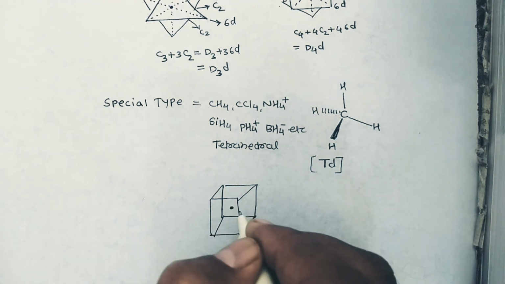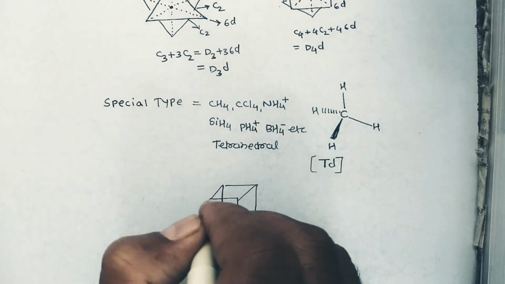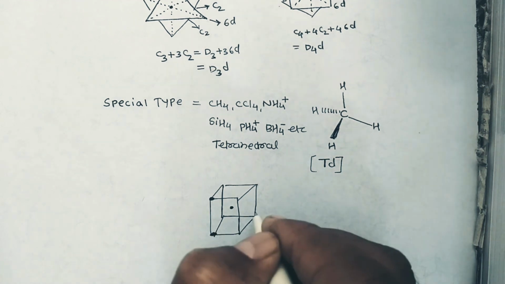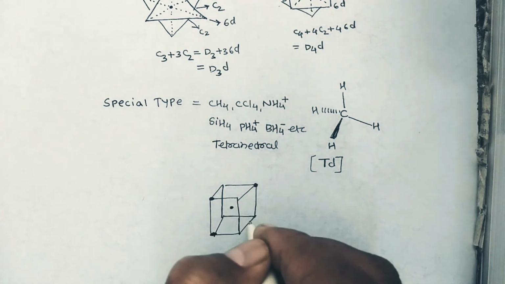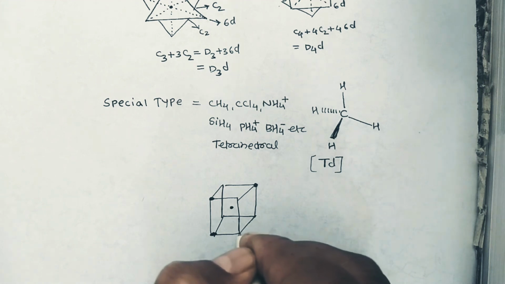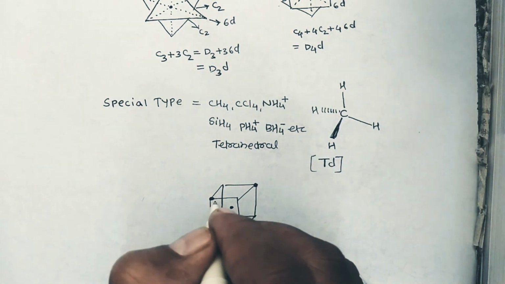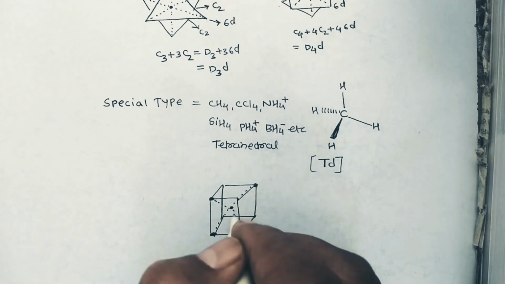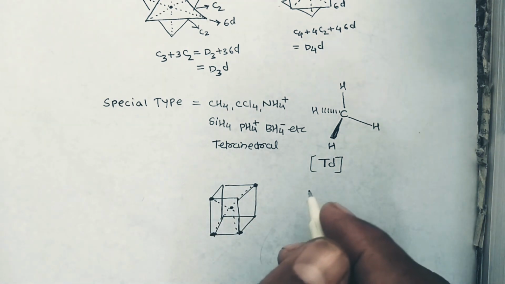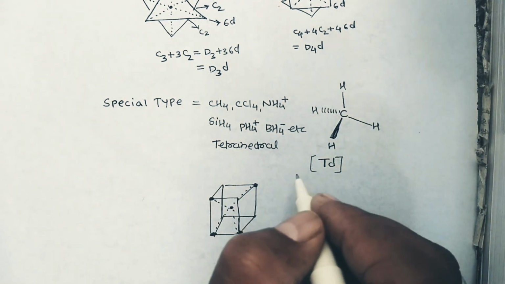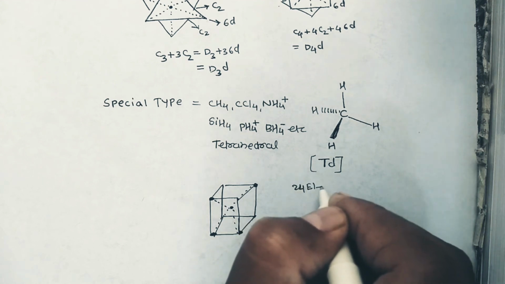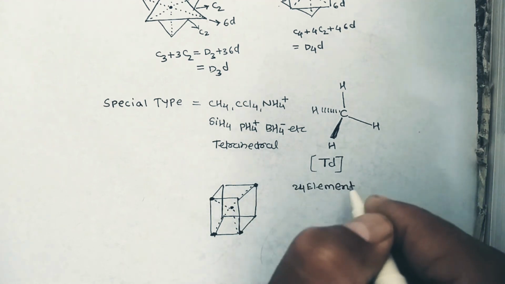So here is the center of gravity point. So here is one atom, here is second atom, third atom and fourth atom. So it is a tetrahedron structure. Tetrahedral molecule is having Td point group and it has 24 elements.